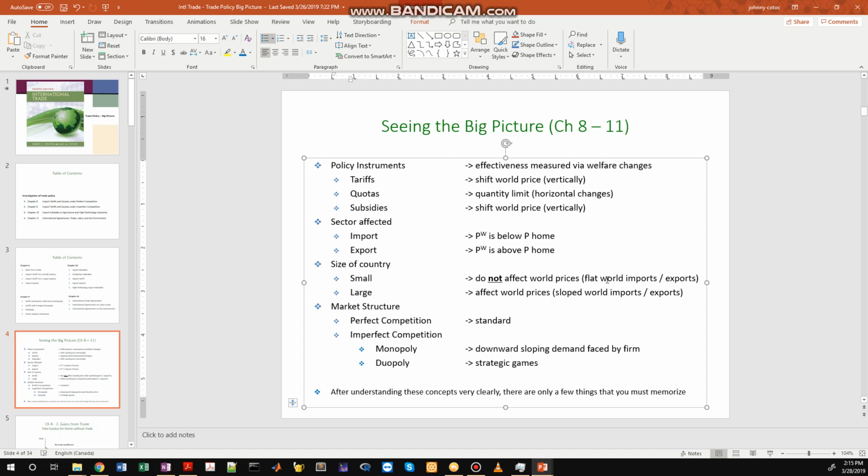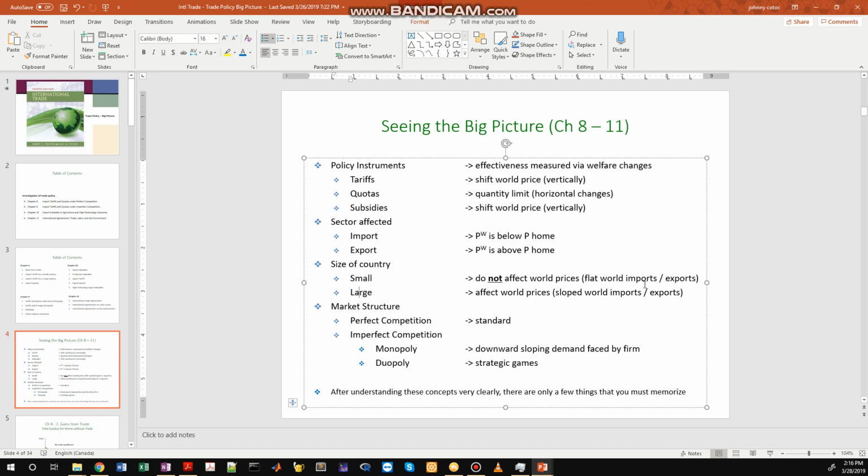The world imports and exports are both going to be sloped. So there are extra effects that happen because of this. And I can go into more detail when I solve one of these problems. You guys had a problem like this in one of your assignments, and the solution is there too.